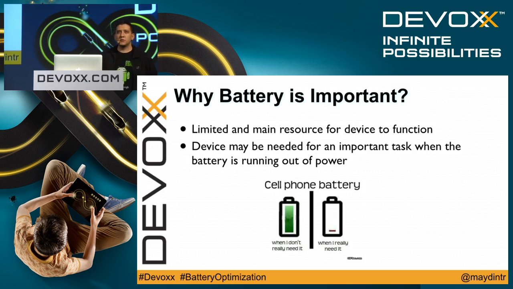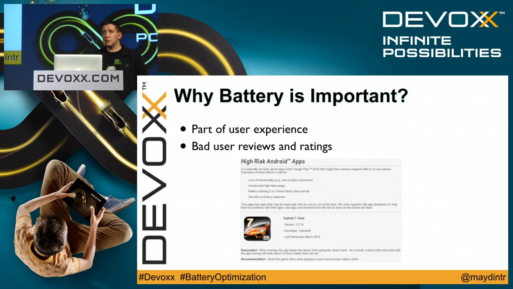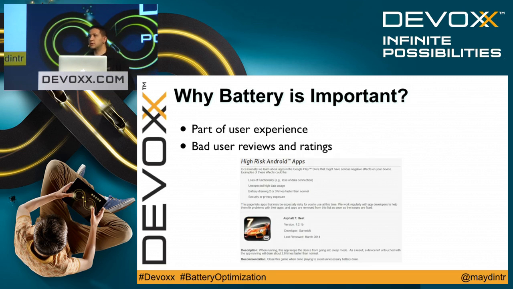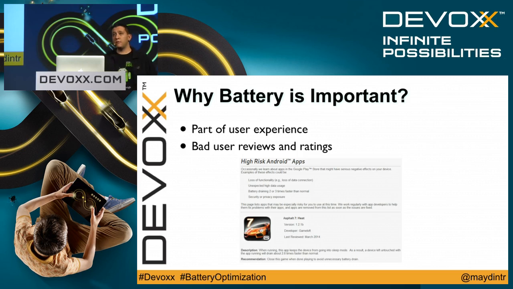So why is battery important? It's important because it's the main and limited resource for the device, and the user may need it to perform an important action. It's also important because it's part of user experience. Your app may have material design, great performance, and a great user interface, but if your app drains battery, the user will just uninstall it. And you may get bad reviews or ratings if your app drains battery. Also, some companies like Verizon list applications that drain battery as high-risk Android apps.